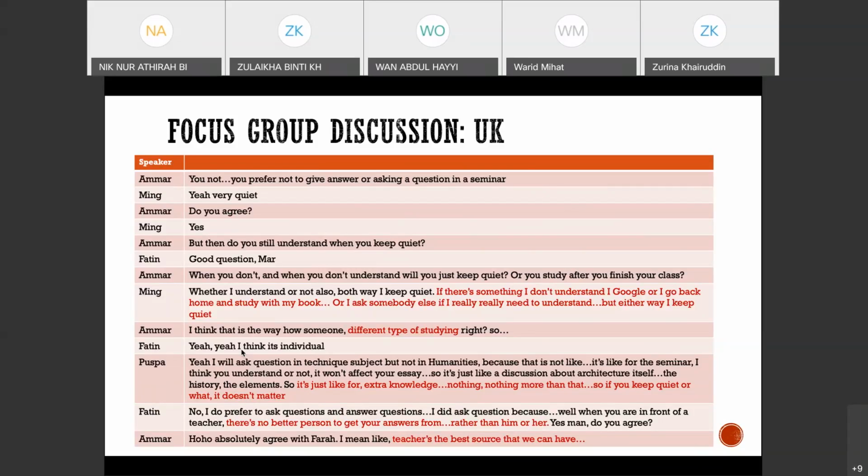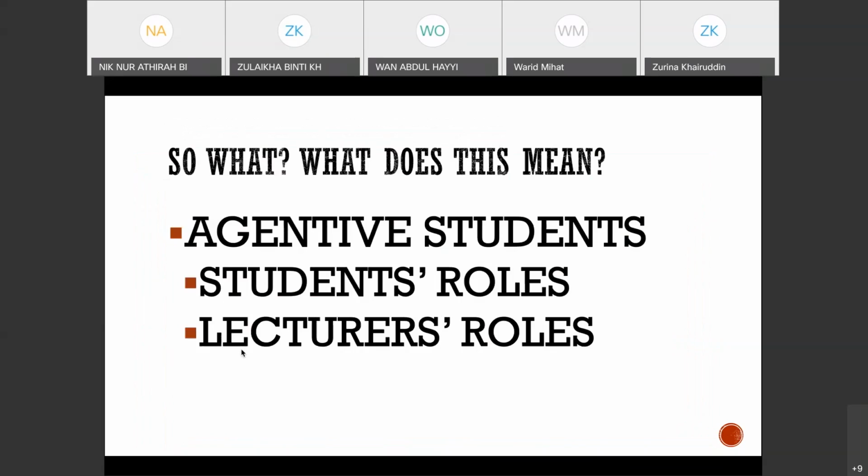They are aware that you have different learning styles. I have different learning styles. So that's fine, right? Okay, so the next one: what does it mean for us? What does it mean for the students, if you're students? Some of you might ask, so what? So what if students are being attentive?